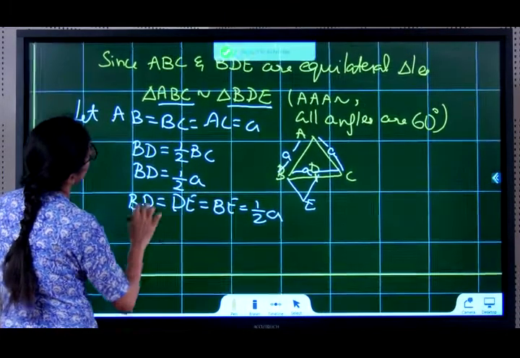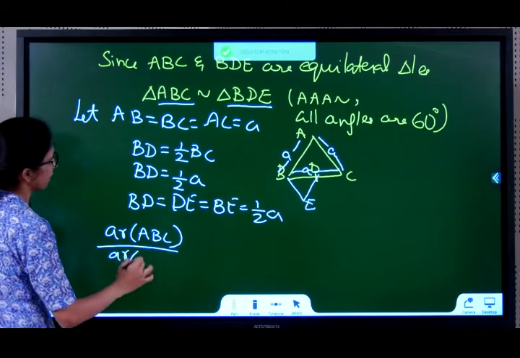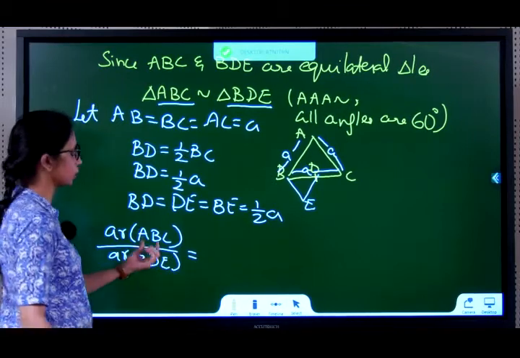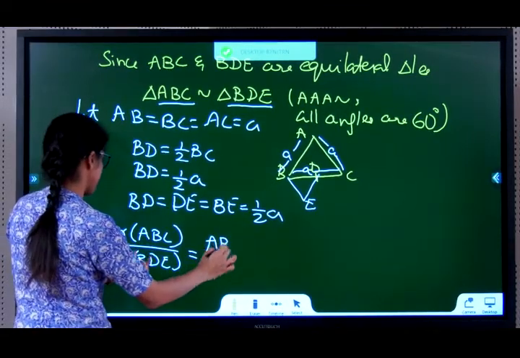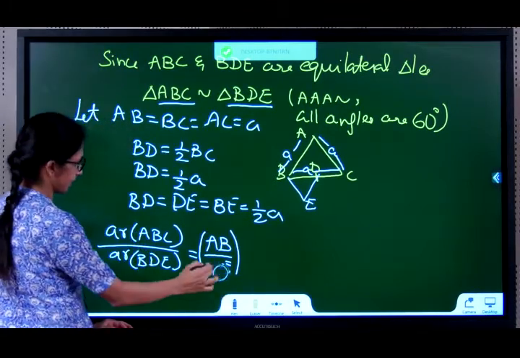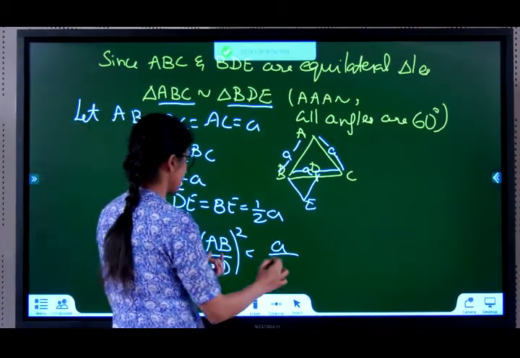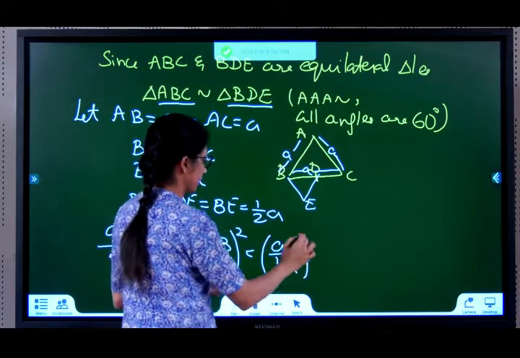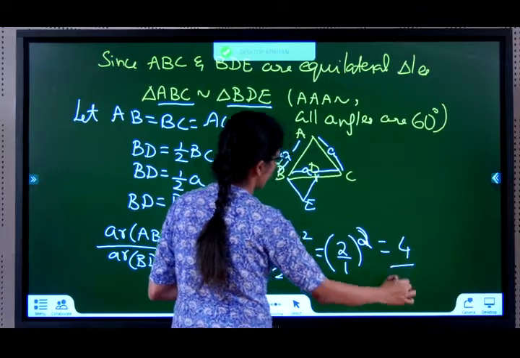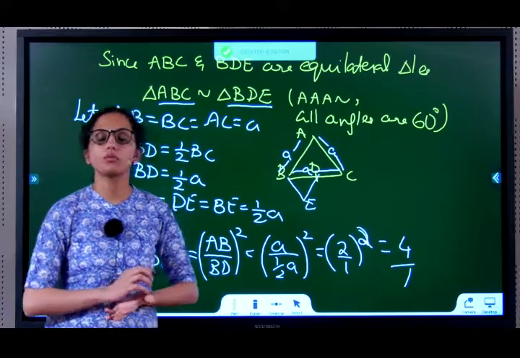Now in the question, they want area of ABC by area of BDE. We already proved that they are similar. So I can say ratio of their side squares. AB by DE the whole square. AB by BD, AB by BD the whole square. AB is A, BD is half A, square. So it becomes 2 by 1 whole square. Answer is 4:1. Therefore, area of ABC to area of BDE is 4:1.